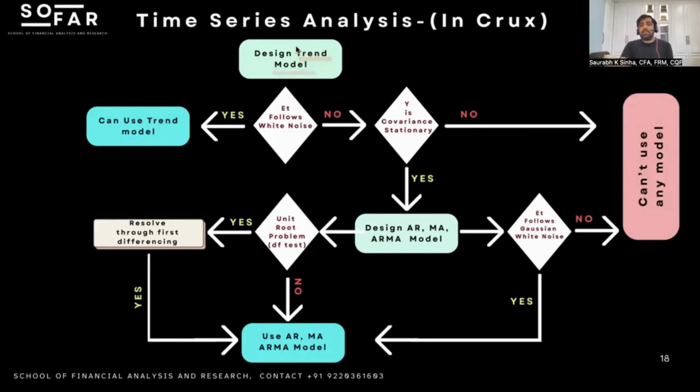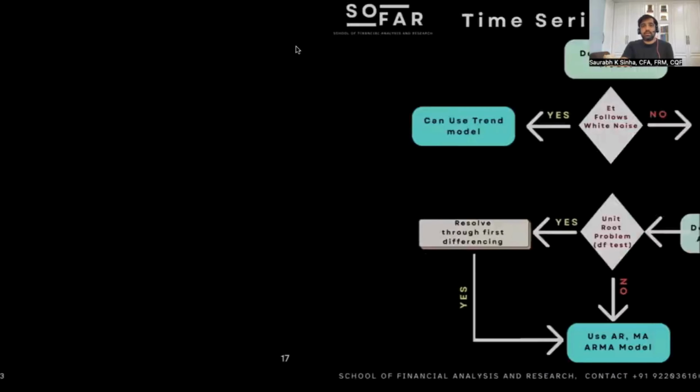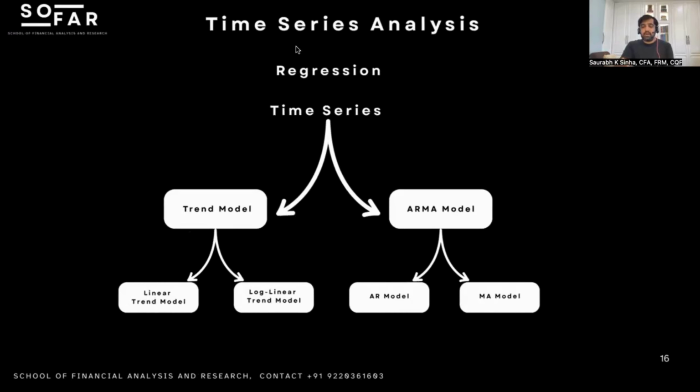Design a trend model. What is a trend model? It is where Y is directly dependent upon time. What are the two trend models we have? Do you remember? What are the two trend models we just saw? Yes, linear and log linear. Have we studied them? No. We'll study them in depth, but at least we know the terms linear and log linear. Trend model, linear trend model, log linear trend model.